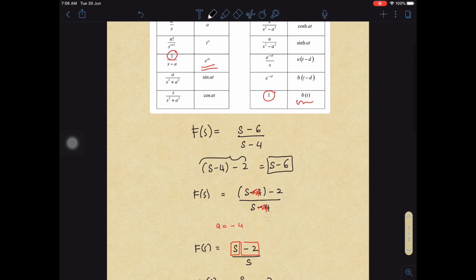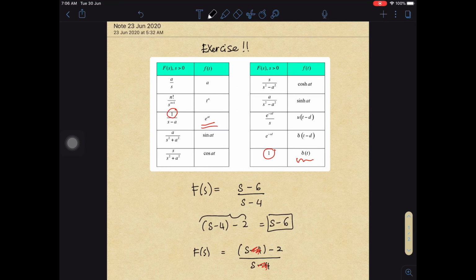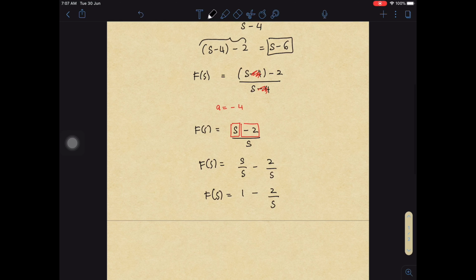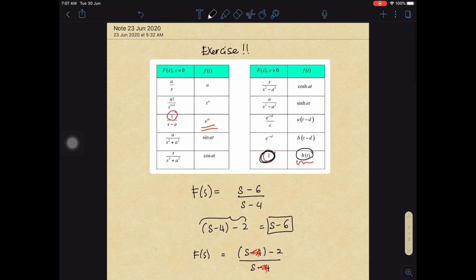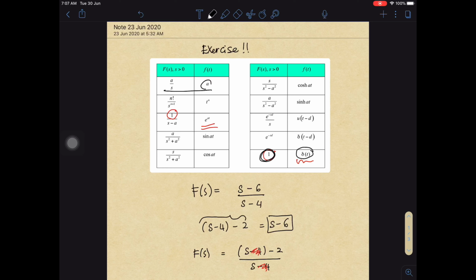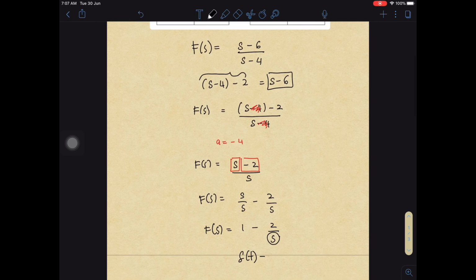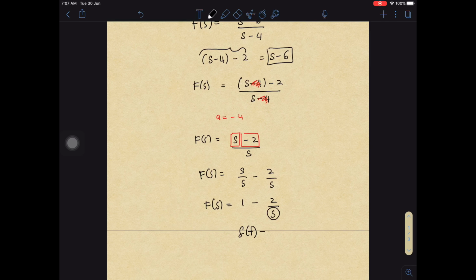If you compare to the table here, if your F(s) is equal to 1, it means you have the function f(t) equal to delta t. So directly this one is delta t. Minus, if you have your F(s) equal to 2 over s, with the denominator consisting of a single s, you know this one is related to the constant a here. Therefore, your a is equal to 2 directly. So you have delta t minus 2.